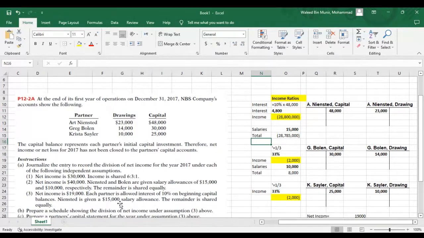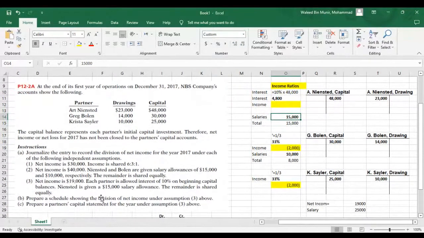And on top of it, it also says he is given a 15,000 salary allowance, right? So he gets a salary of 15,000. Okay, so let me just put it first here without, his salary is 15,000. Yes, and the total it will be 19,800. Yes, total. Let's see what is going to happen.